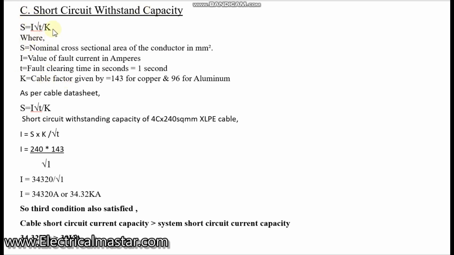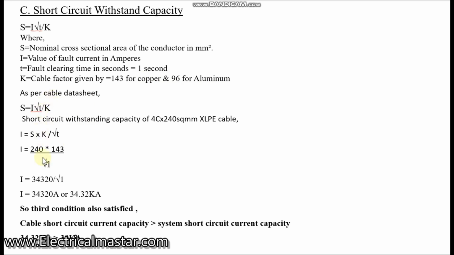It is found with a very simple formula, S equal to I root T by K. S is nothing but the area of the cable in square mm. I is the short circuit withstanding current we need to find. T is the time in seconds. As per the standard, we need to consider a maximum of 1 second. K is the cable factor. Usually if you are using a copper cable, you have to choose 143, and 96 for aluminum cable. These cable factors are given by the manufacturers.